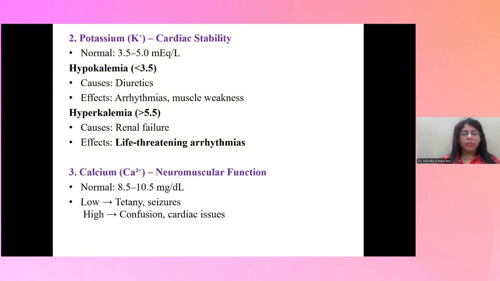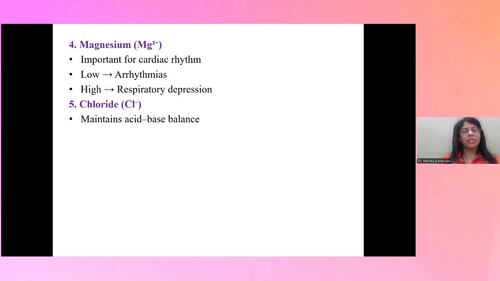Now, the third electrolyte is calcium, which is mainly for neuromuscular functionality. The normal value ranges between 8.5 to 10.5 milligram per deciliter. If the patient has low calcium, then the patient will have tetany and seizures. And if there is high calcium, then the patient will have confusion and cardiac issues, further leading to poor prognosis. So you have to be very vigilant about these electrolytes.